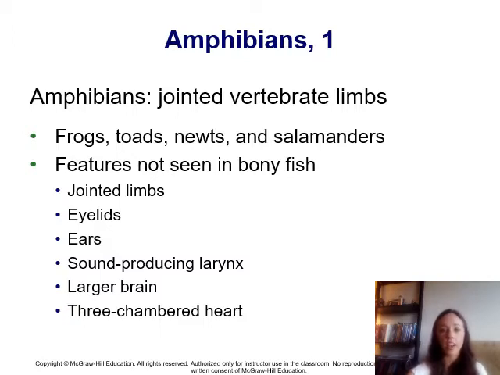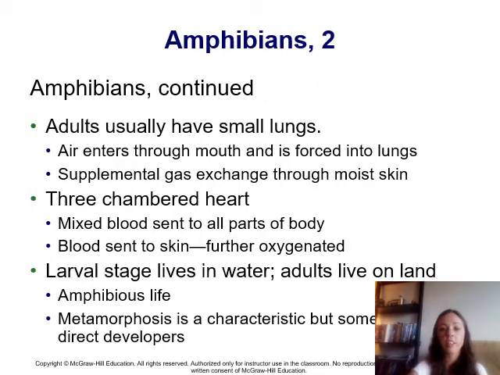water. They have a lot of characteristics not seen in bony fishes, including jointed limbs, eyelids, ears, sound-producing larynx, a larger brain, and a 3-chambered heart. Larvae have gills, but as they change or metamorphosize into adults, they will lose their gills and instead get lungs, although they are going to be a bit smaller than you would expect.